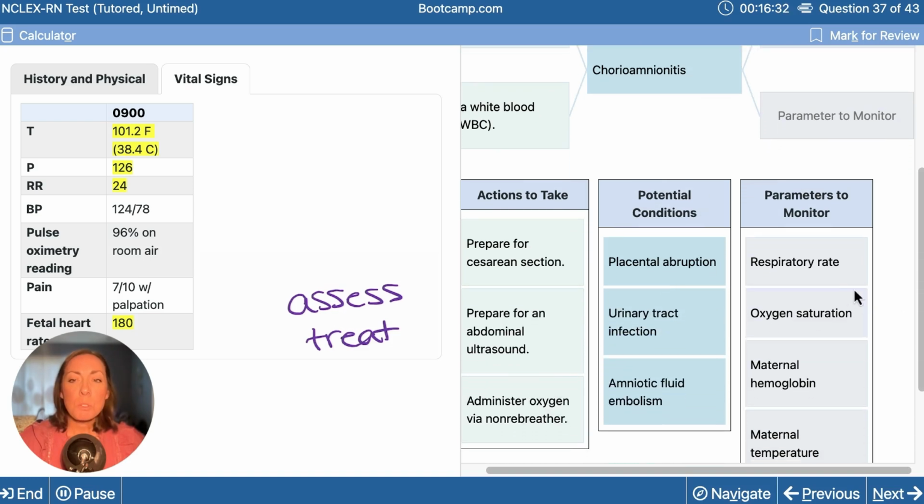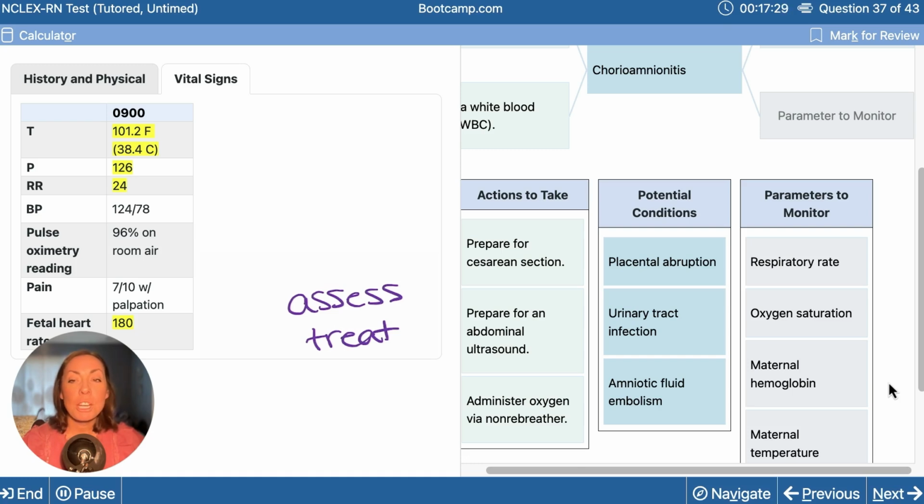Respiratory rate. So respiratory rate, oxygen saturation, and maternal hemoglobin are all important things that we're going to be monitoring. However, none of these are going to help us see if our interventions have helped for chorioamnionitis. If this client was in respiratory distress, we would definitely be monitoring our respiratory rate and our oxygen saturation. Her hemoglobin is definitely something that would be monitored more if we had a placental abruption or postpartum hemorrhage, but none of these are going to help us with our chorioamnionitis.